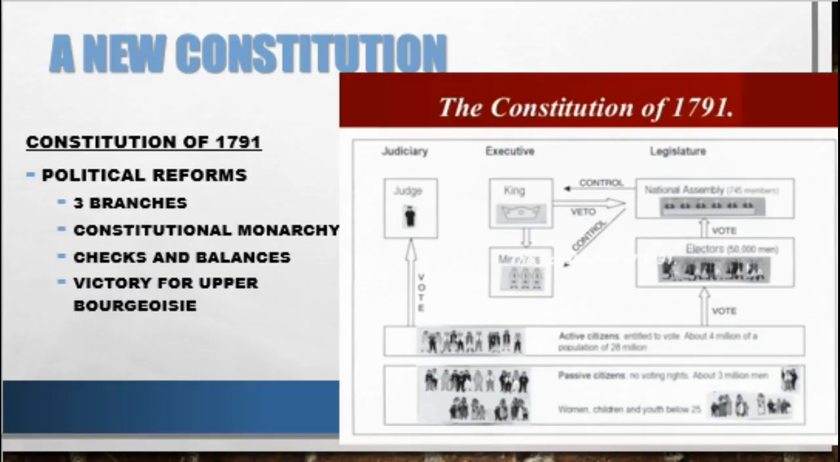So in terms of new reform, in terms of politics, we have the Constitution of 1791.